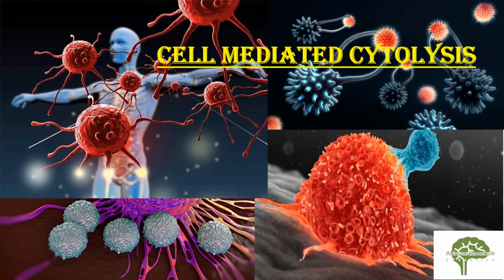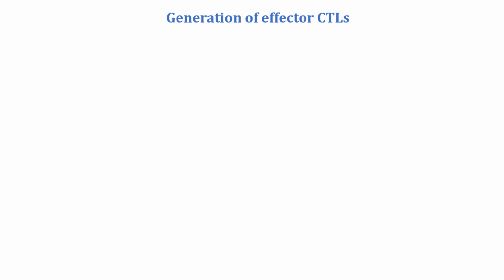Okay, in this session, we will be understanding cell-mediated cytolysis. So, first, what is a cytotoxic T cell? Cytotoxic T cells, also known as killer T cells, are a type of white blood cell that plays a central role in the immune system. These cells are part of the adaptive immune response, which is the body's specific defense mechanism against infection and abnormal cells, for example, cancerous cells.